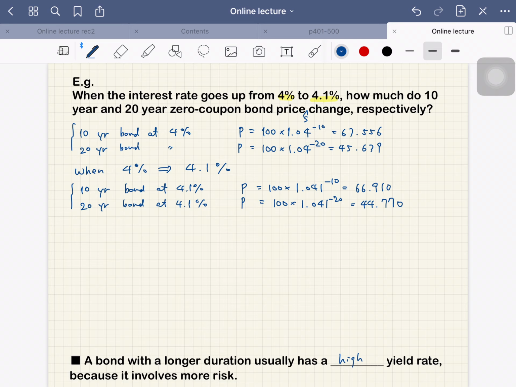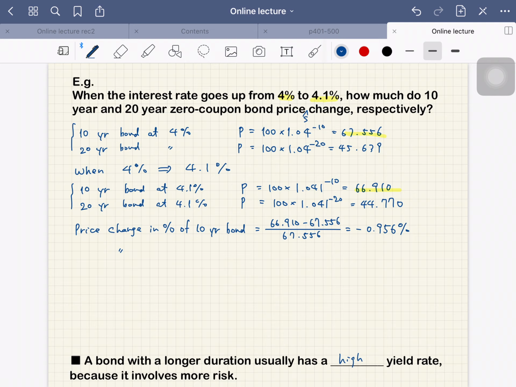Okay. So how about price change? The price change in percentage of the 10-year bond is equal to 66.910 minus 67.556, over 67.556. So price goes down, so this should be a negative number, and this is actually negative 0.956%. So when interest rate changes by 0.1%, then the price goes down by almost 1%. So 10 times larger than 0.1 because this is a 10-year bond, 10 years of interest.